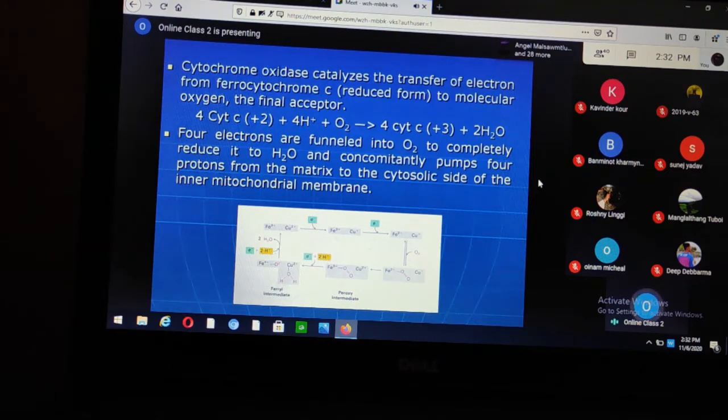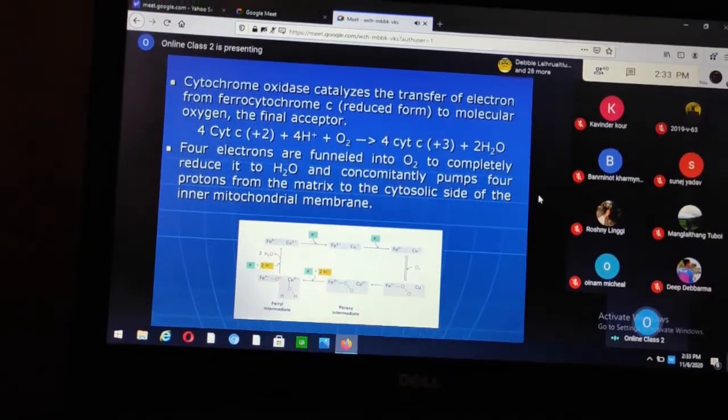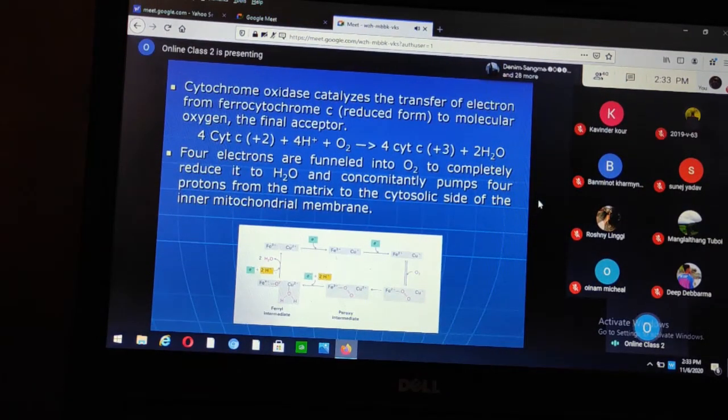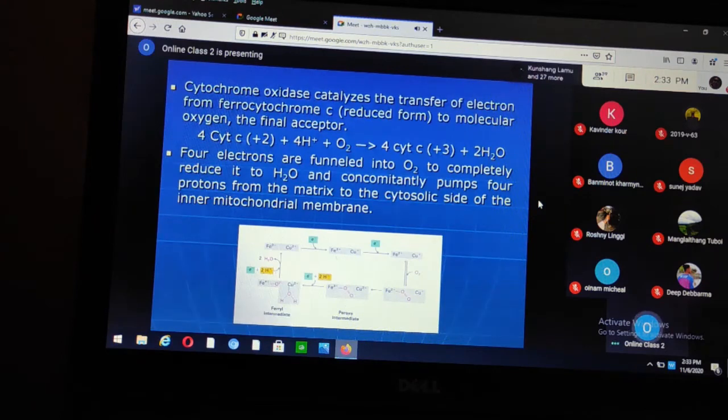So cytochrome oxidase directs the transfer of the electrons from the cytochrome C to the molecular oxygen in such a way that it will release the molecular oxygen only when it is completely reduced to 2 molecules of water. So here, 4 electrons are funneled to the molecular oxygen to completely reduce it to 2 molecules of water, and concomitantly 4 protons are pumped from the matrix to the cytosolic side of the inner mitochondrial membrane. So this is the reaction mechanism of how the electrons are transferred from the cytochrome C to the molecular oxygen.